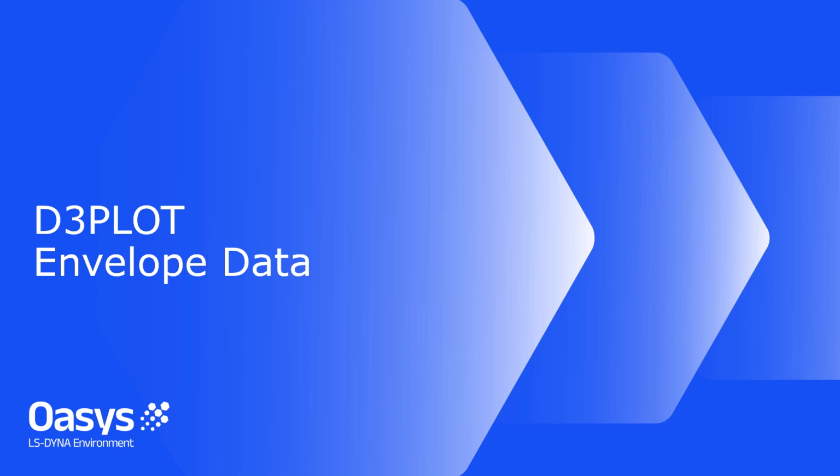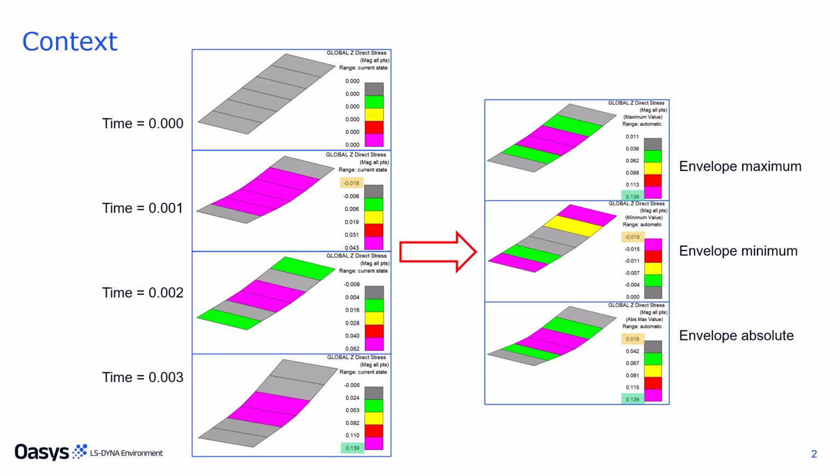D3PLOT envelope data. Envelope data refers to D3PLOT's ability to plot max, min, or peak absolute results across all time states from LS-DYNA results on an element-by-element basis, as shown here.